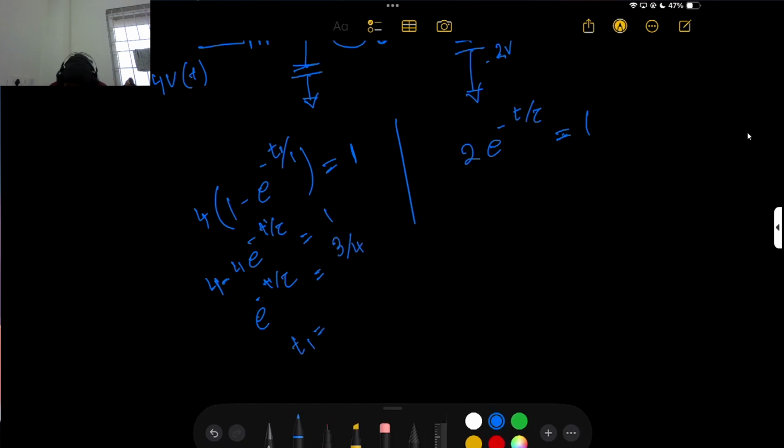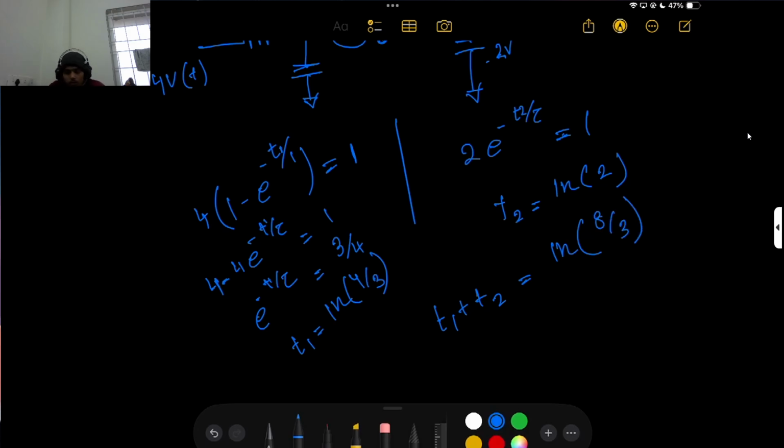So my t1 equal to ln 4 by 3, and here my t2, this is t2, is ln 2. So my total time t1 plus t2 is ln 8 by 3. So this is the time actually required.